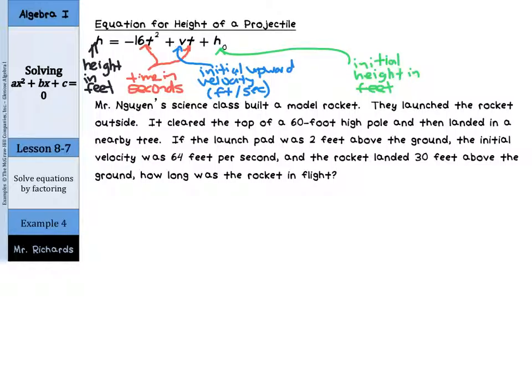So let's identify our variables first. Our height was 30. Our velocity, 64. And our initial height was 2. Now, of course, we're trying to solve for time, so we'll just leave that one out for space. But let's start off with the equation. H equals negative 16t squared plus vt plus the initial height. Make our substitutions in. Our 30 for height.